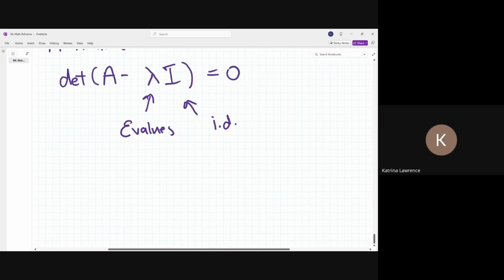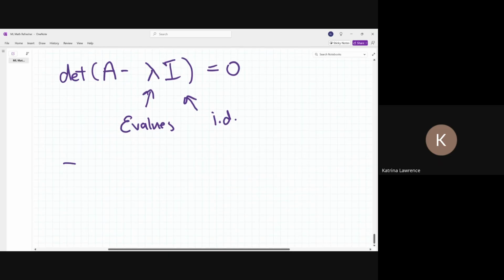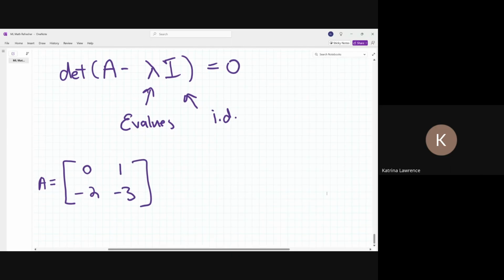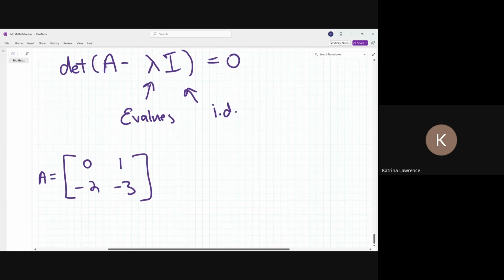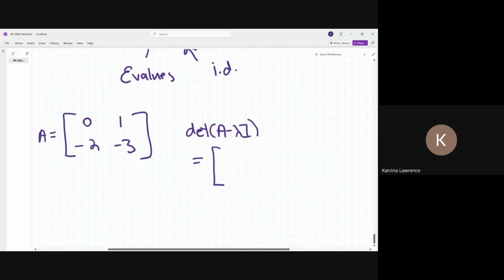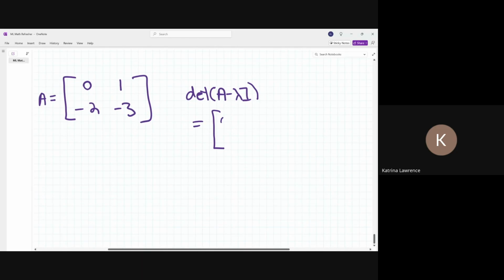We're going to go through a very quick example. Consider the matrix A equals [0, 1; -2, -3]. Now we set it up: we take the determinant of A minus lambda I. We only affect the values along the diagonal, so we've got 0 minus lambda, 1, -2, and then -3 minus lambda.